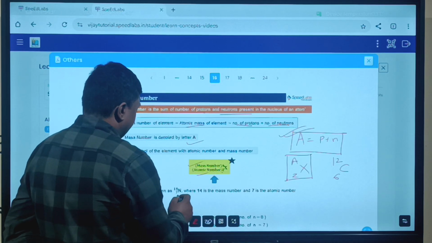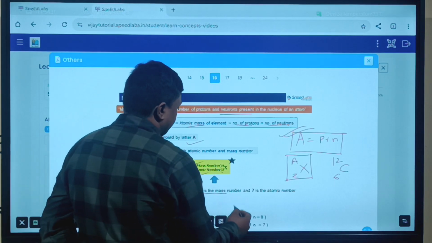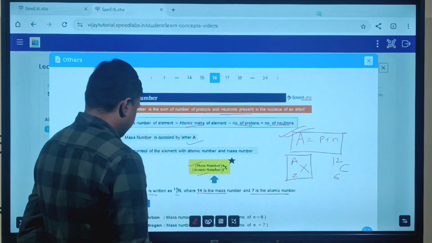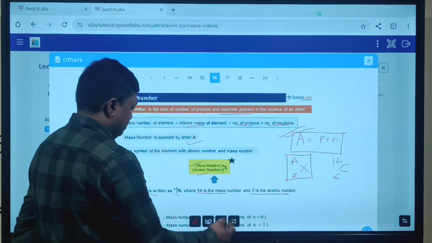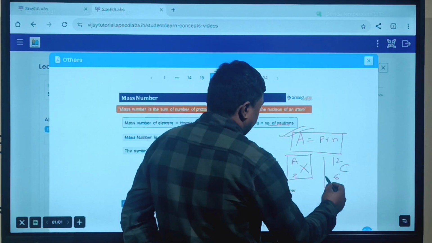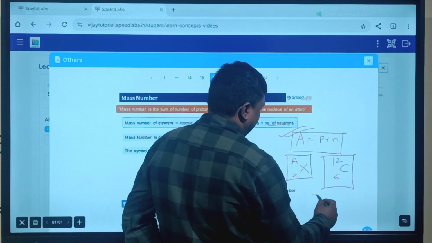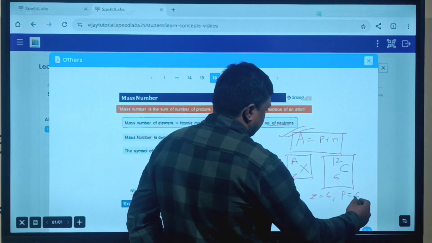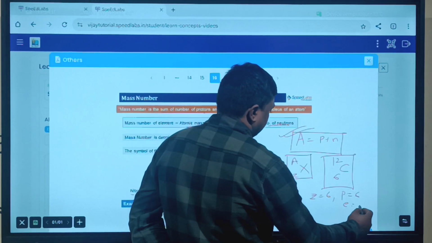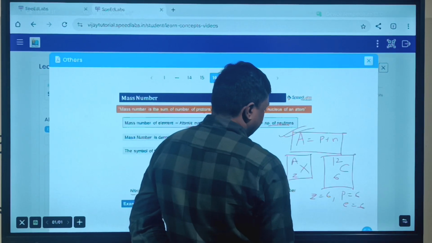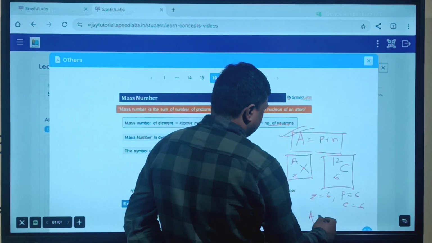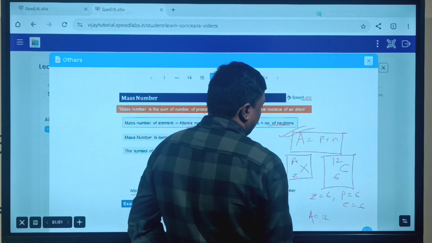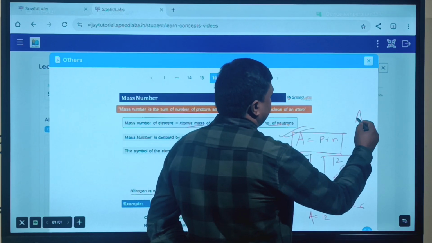For example, nitrogen 7 and 14. So 14 is the mass number, 7 is the atomic number. For carbon, 6 and 12. So what does it signify? Atomic number is 6, so how many protons? 6 protons. How many electrons? 6. What is the mass number? Mass number is 12.